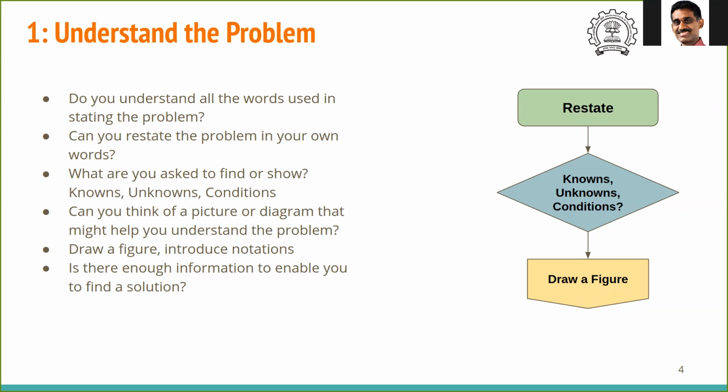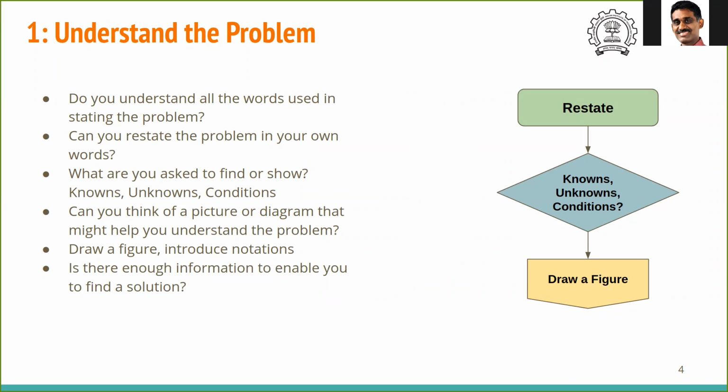Given the problem, understanding essentially means you have grabbed the important concepts as the problem is stated and can rephrase the entire problem in your own words. Can you do that? Then the obvious thing: what are the knowns, what are the unknowns, and what are the conditions or environment that is specified? Whether it affects or not, we don't know, but whatever is given as environment conditions, list it down.